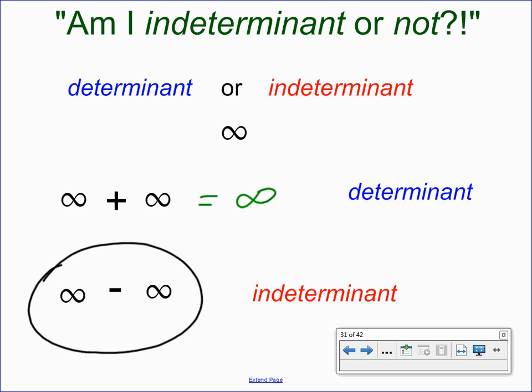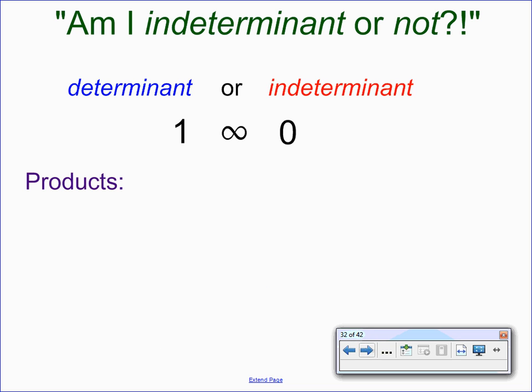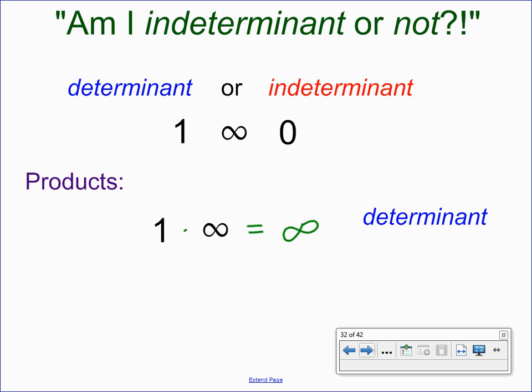The last thing we need to add are powers and a product. So what about a product? Is 1 times infinity determinate or indeterminate? Determinate, right? If 1 times an infinite quantity, whether positive or negative, is going to go to one of the infinities. So that's certainly determinate, and that's going to be infinite.